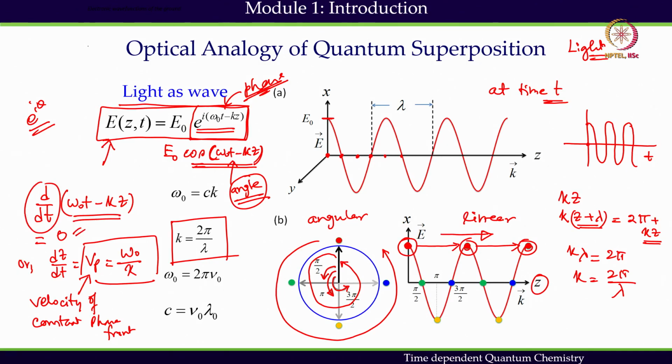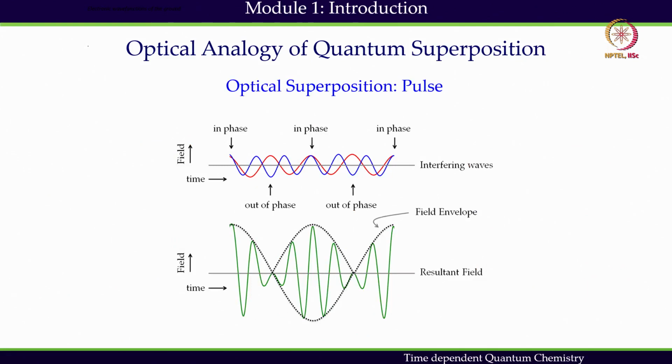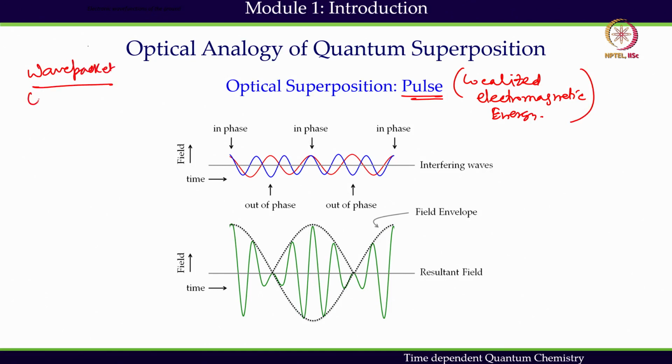So this concept will be used very soon in the superposition. Optical superposition creates the pulse, which is localized electromagnetic energy. A wave packet, on the other hand, is a localized particle wave. So these two are conceptually different, but they have very close similarity. And how do you create that?